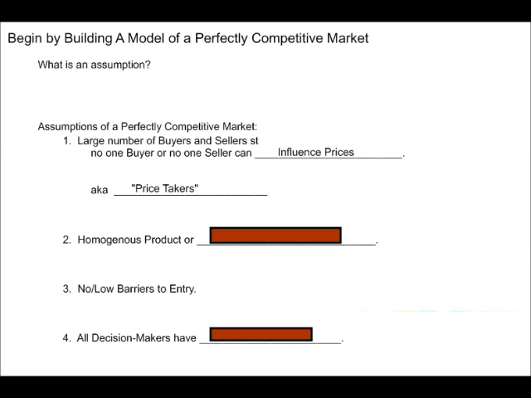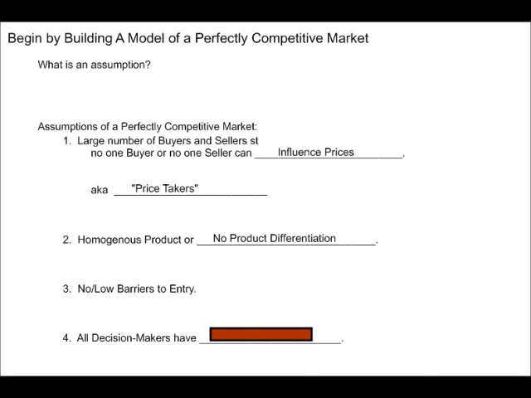Another major assumption we want to talk about is homogeneous product, or sometimes this one's referred to as no product differentiation. We've got to make sure we know what product differentiation is. It has 2 parts to it. Number 1, product differentiation is that consumers believe or perceive that there is a difference between goods. And number 2, consumers are willing to put money down on that perceived difference.